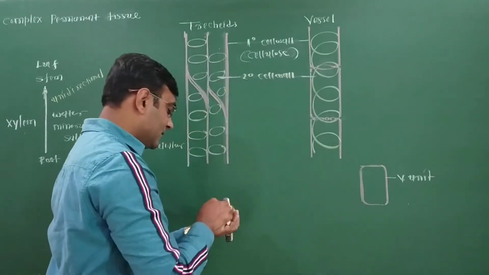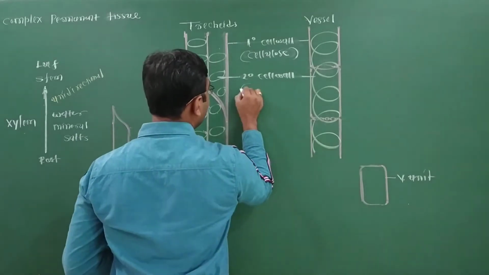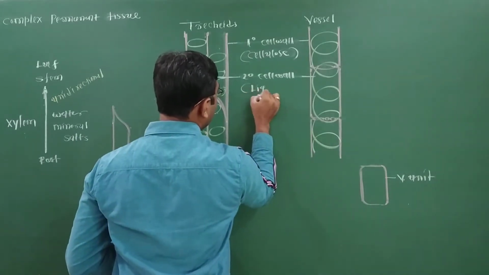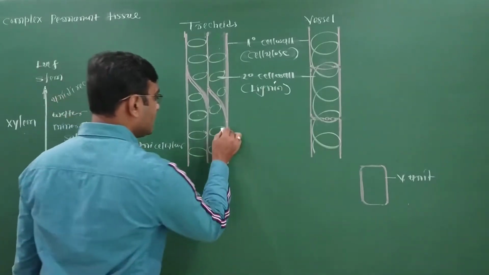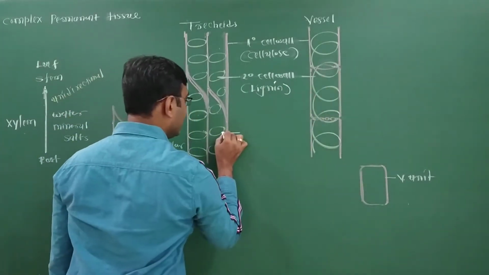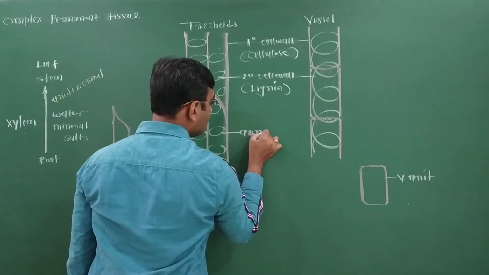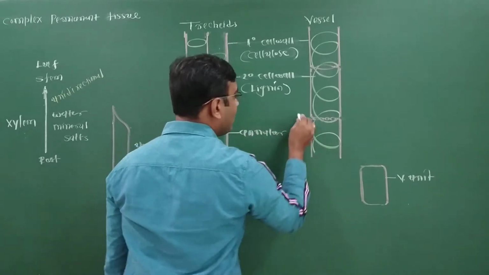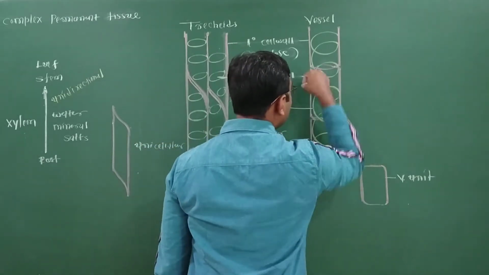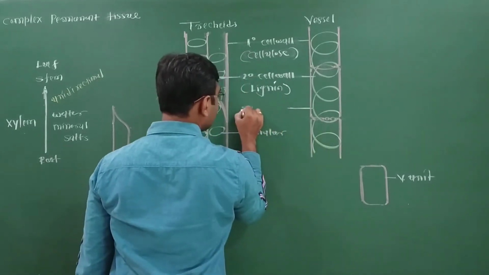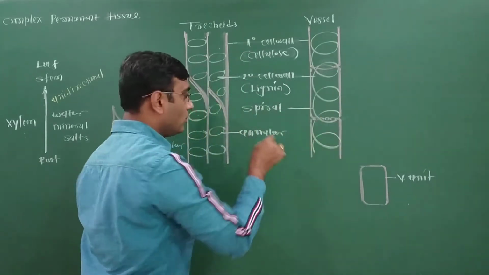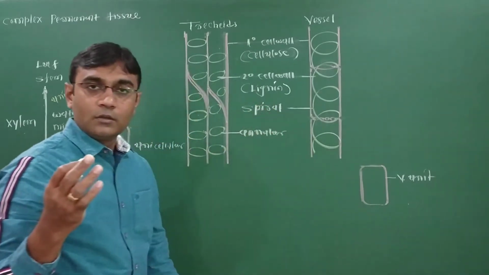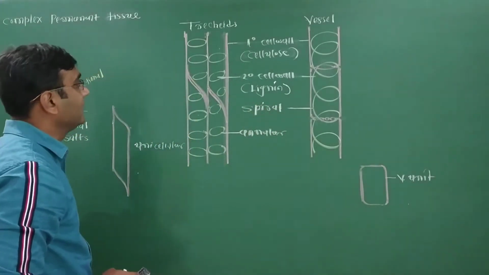And this secondary cell wall is made up of thickening of which material? Lignin material. Which type of thickening here? This is annular. Which type of thickening here? Spiral thickening. Spiral. Later we will draw two more patterns of thickening.